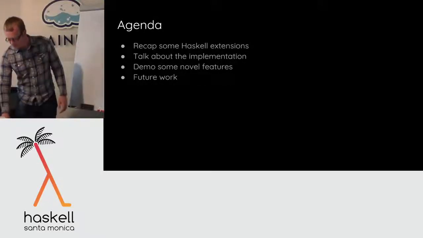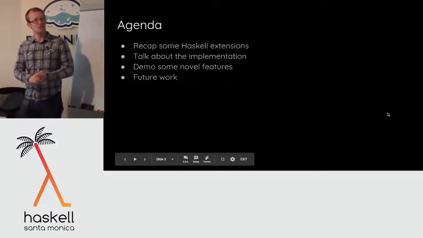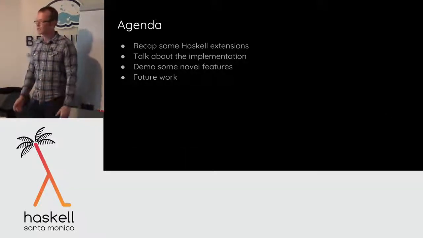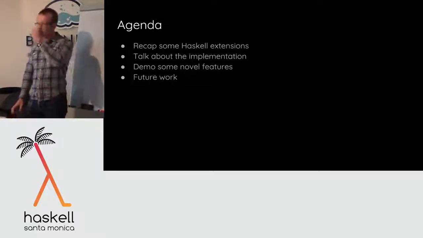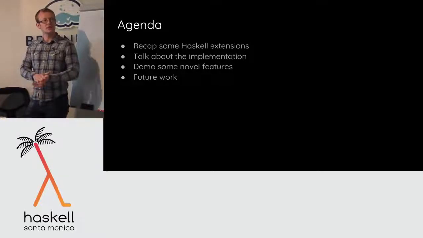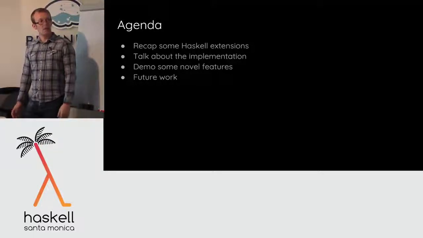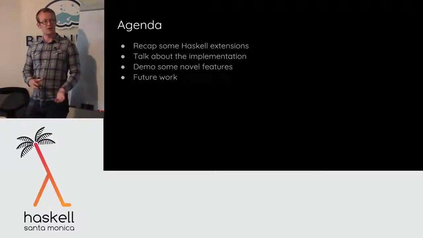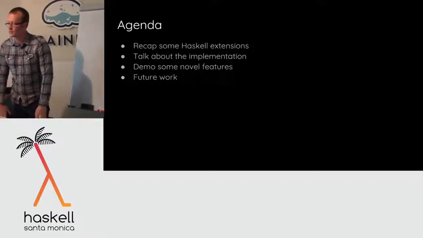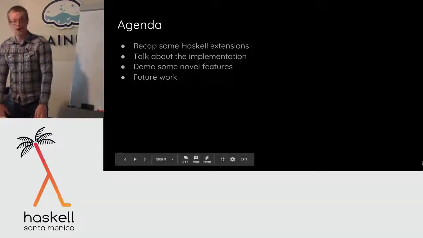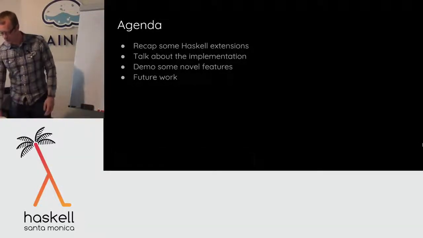Okay, so quick agenda. I'm going to recap some Haskell extensions, some of them pretty common, some you might not have seen in a while, so we'll just go over them. Talk about the implementation of the type system and those features, how they get implemented at a high level in the PureScript compiler. I'll give a couple of quick demos of some features that we have in PureScript that we don't have in Haskell. And then I'll talk a little bit about some ideas for type system features that we would like to add, ideally before a 1.0 release.